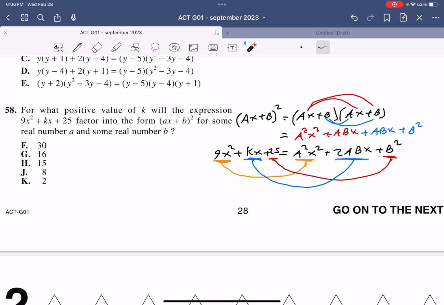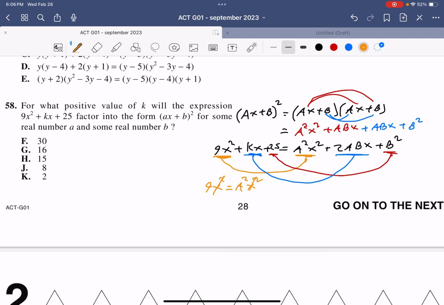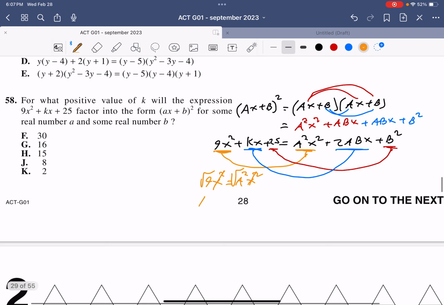So looking here in the orange, this 9x squared is equal to a squared x squared. So let's set them equal to each other and solve. So 9x squared is equal to a squared x squared. And then they both have an x squared on both sides, so we can either divide both sides by x squared or simply cross them out. It has the same effect. So 9 is equal to a squared. So to solve for a, we will square root both sides and find that a is equal to 3.